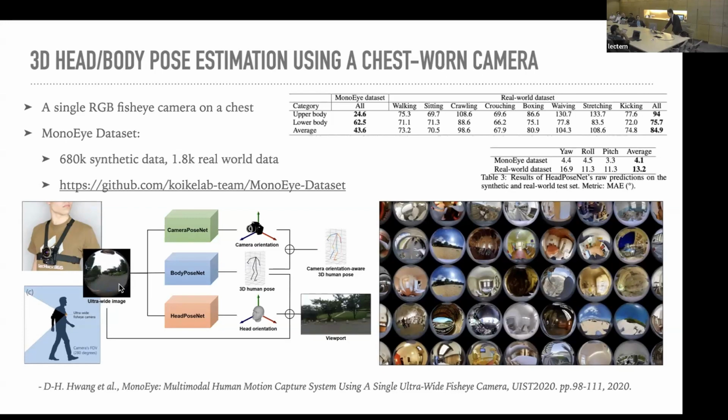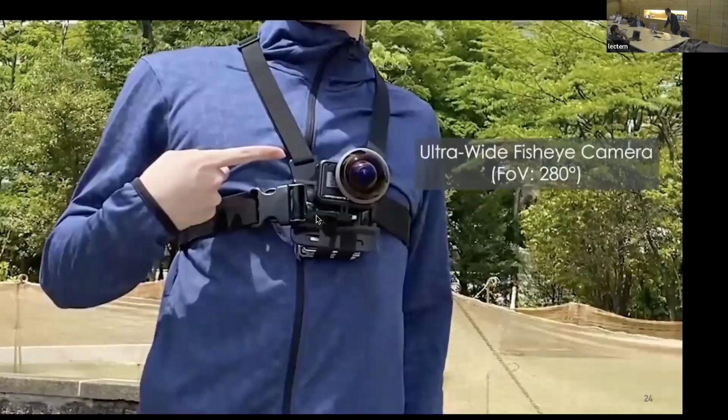If you look at these images in more detail, you might see the hands and foot and his face around here. So we use three convolutional neural networks to estimate his 3D pose and 3D head, and also camera orientations. It is important to correctly know his 3D human poses. Let me show you the video.